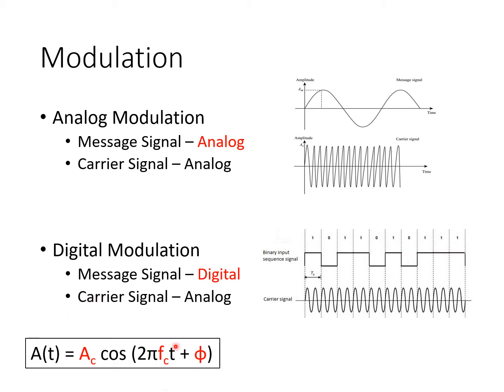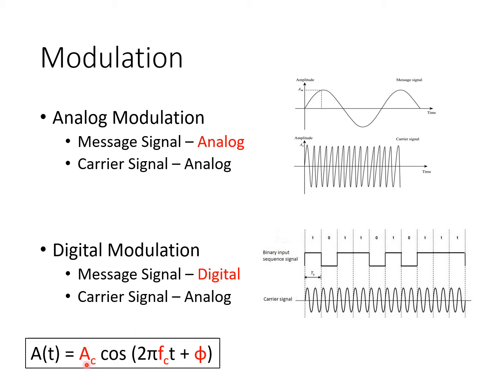This is how we express a carrier signal mathematically. You can see that it has three basic parameters: the amplitude of the signal, the frequency of the signal, and the phase of the signal. We can change any of these parameters according to the message signal. According to which parameter we change, we can classify the modulation schemes into three.